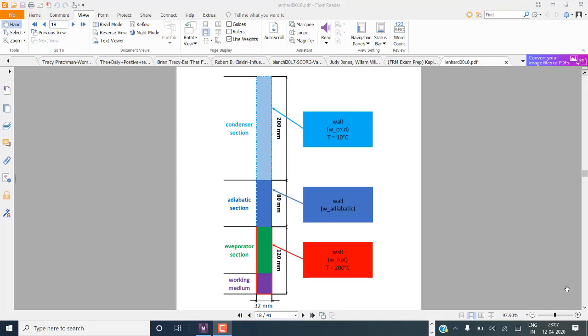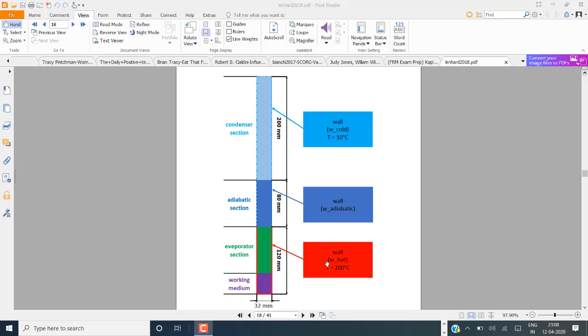I have considered a publication from which I have taken the dimensions: the condenser section of length 200 mm, adiabatic of 80 mm, and evaporator section of 120 mm. The working media dimensions are already present in the paper publication. I will write the name of the publication in the description. You can check out the link.